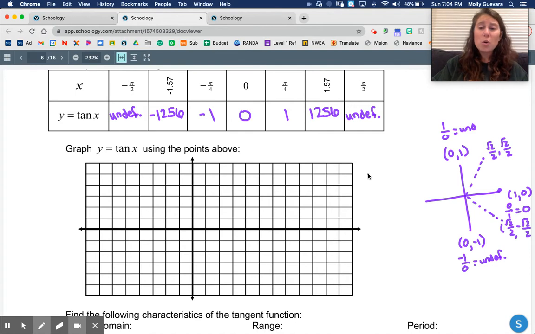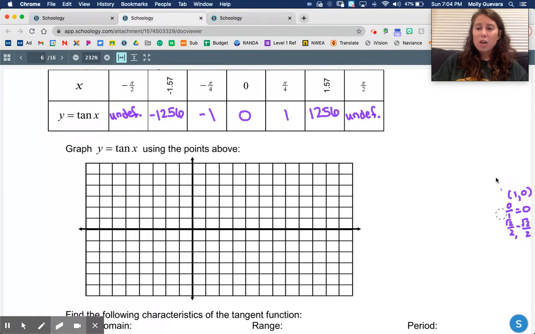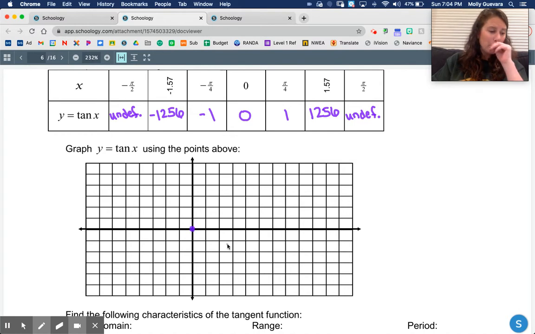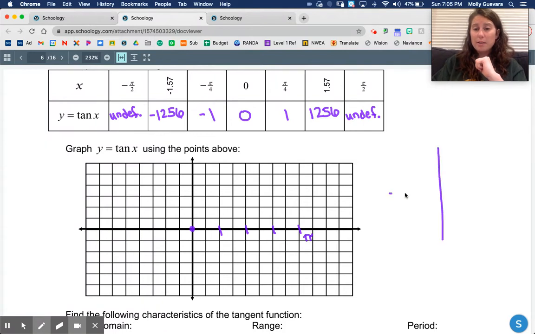Okay, so using these points, I can then plot these points and graph them, according to the points that we just found. So 0, 0 is a point. And as always, I'm going to make my 4 tick marks. 1, 2, 3, 4. However, the total period for sine and cosine, if we remember, was 2 pi. So that 4th tick mark was 2 pi. However, for tangent and cotangent, it's pi. And I'll show you why.